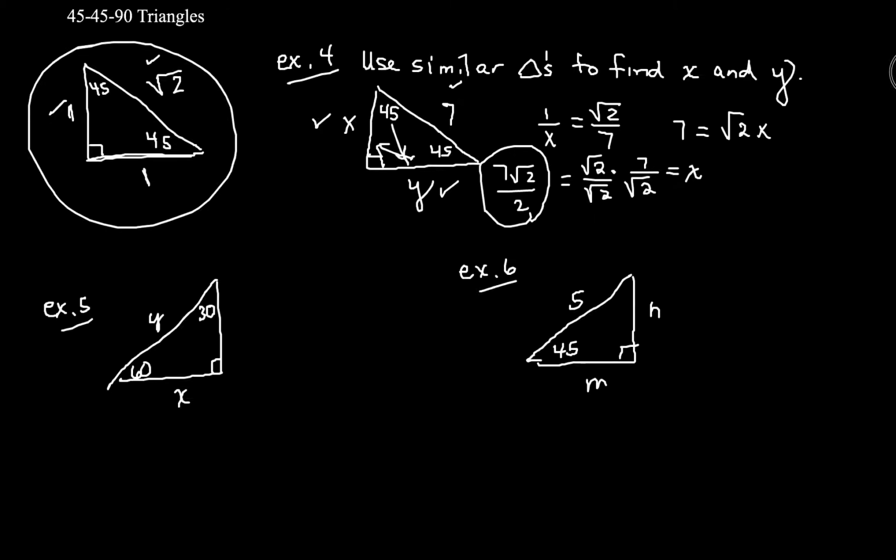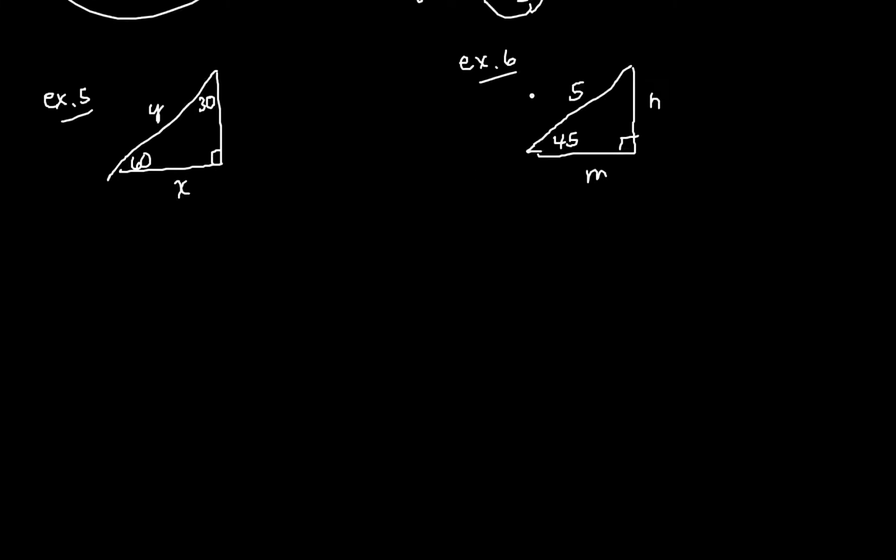I want to try example 5 here. It's not really from your book, but this one's a 30, 60, 90 degree triangle. I just want to review that. If you have a generic 30, 60, 90 degree triangle, so mine all look the same, this is 30, this is 60, and this is your 90. In a 30, 60, 90 degree triangle, the ratio of the sides are always 1 to the square root of 3.